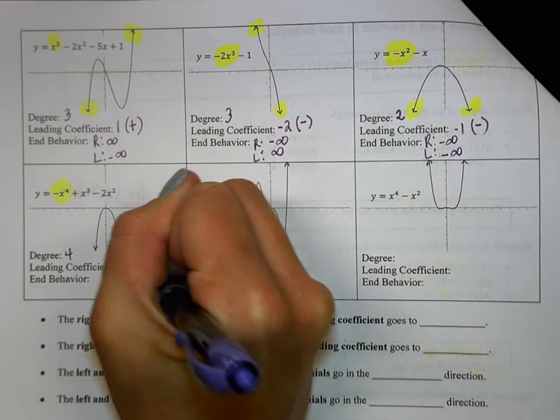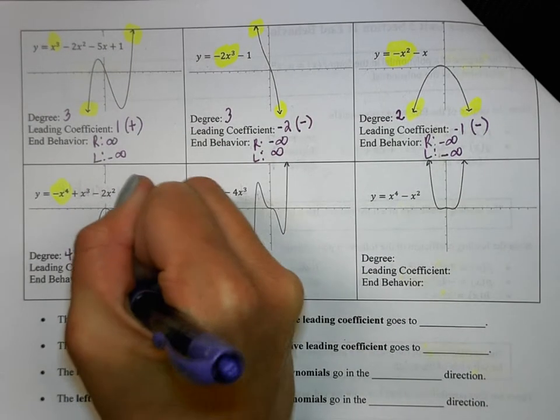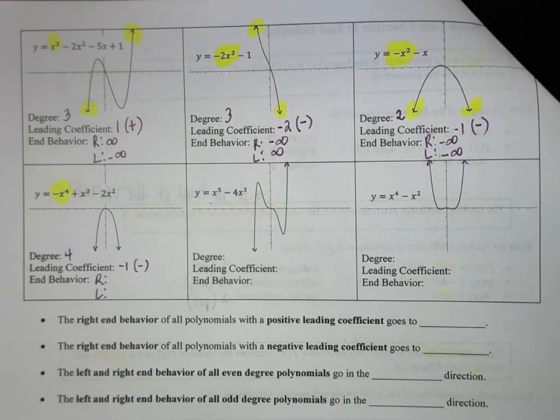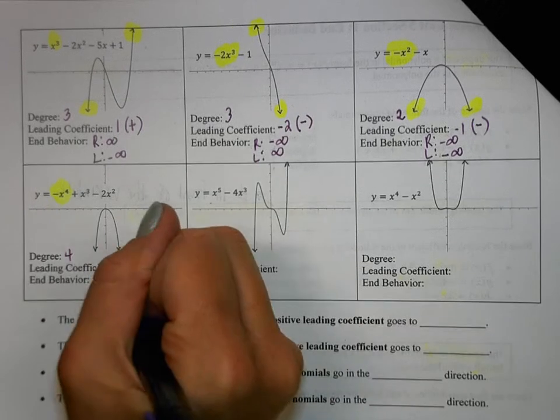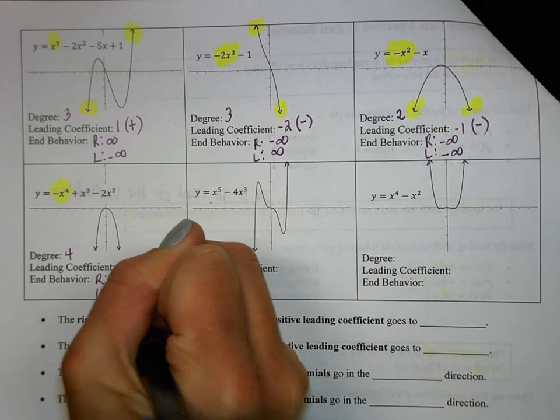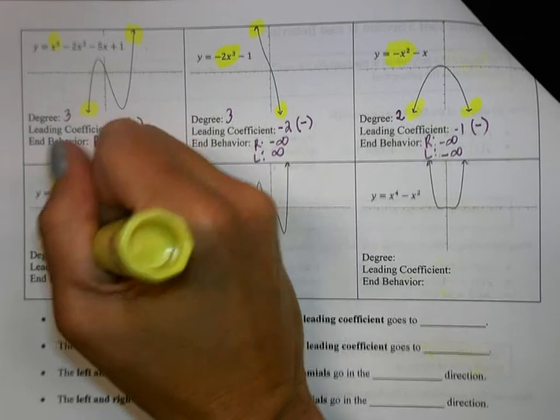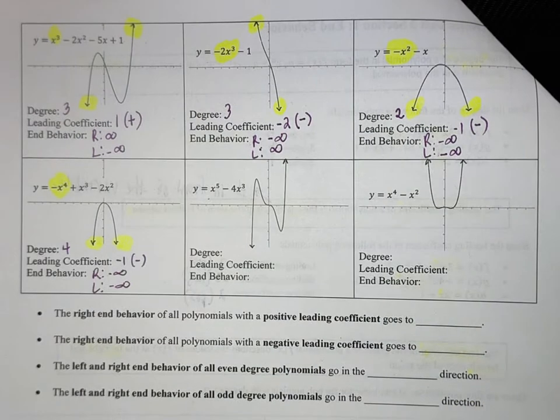Perfect. Okay, now I need the next person to tell me the right and left end behavior. So please help me out, Devin. Of course. Infinity and left there's negative infinity. Very good. Thank you. Okay, any questions on this one? Okay, next problem. Help me out.